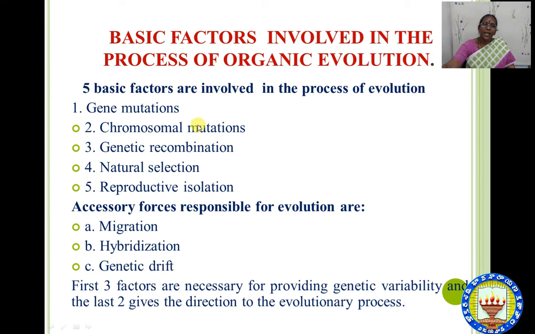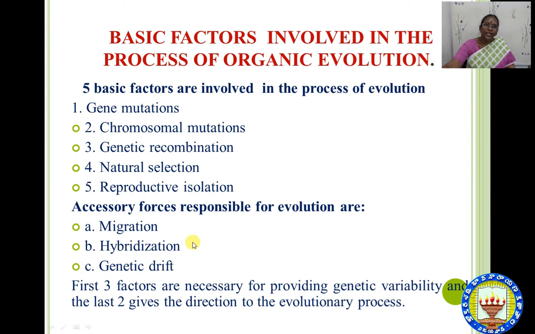Now we will see the basic factors involved in the process of organic evolution. There are 5 basic factors. They are gene mutations, chromosomal mutations, genetic recombination, natural selection and reproductive isolation. Of these 5 factors, the first 3 are necessary for providing genetic variability and the last 2 give direction to the evolutionary process.